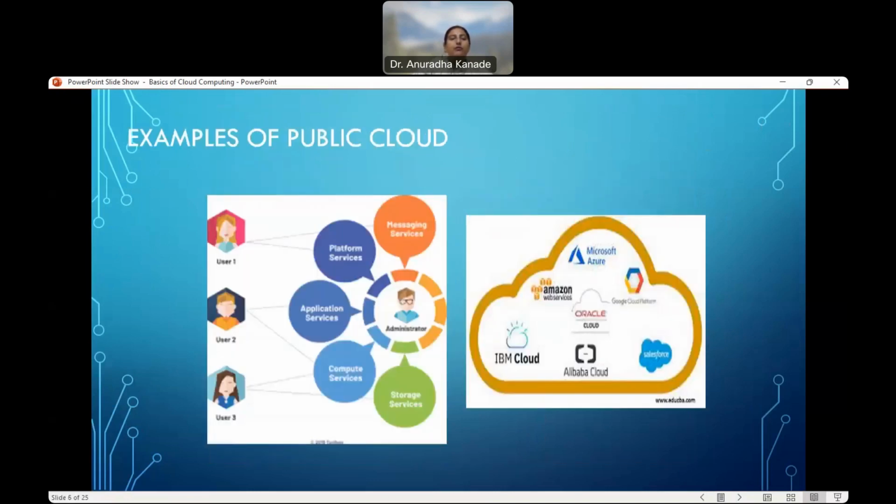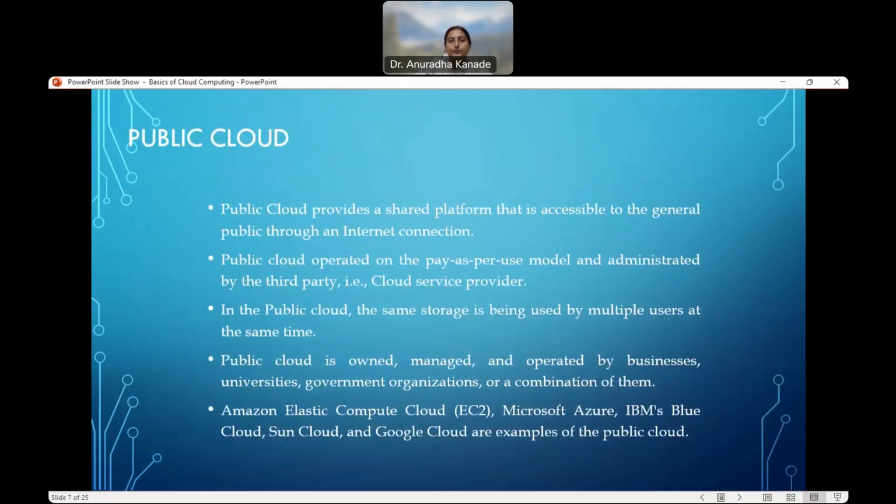This is the diagram which can help us to understand the basic implementation of public cloud. So people can make use of all these facilities in a combination at remote places. The examples of public cloud providers mentioned are Microsoft Azure, Amazon Web Services, IBM Cloud, Oracle Cloud, Salesforce, Alibaba, and Google Cloud Platform.